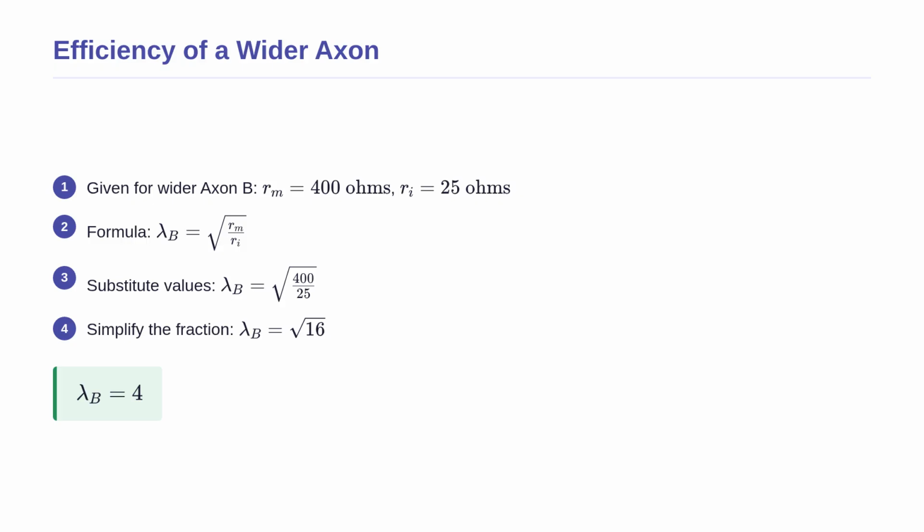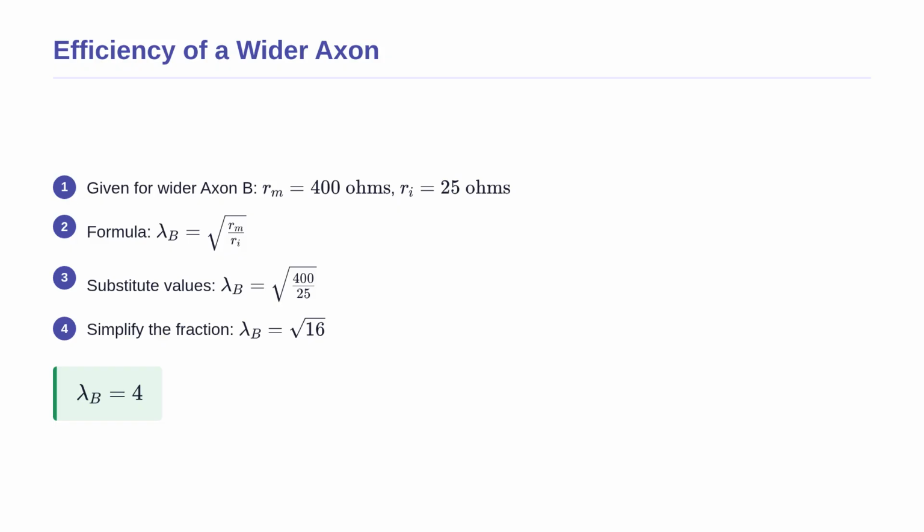Having found the length constant for the narrow fiber, let us perform the exact same calculation for a wider fiber, axon B, to see the difference. Because axon B is much wider, its internal resistance drops significantly to 25 ohms, while its membrane resistance remains at 400 ohms. We again use our length constant formula to evaluate its efficiency.